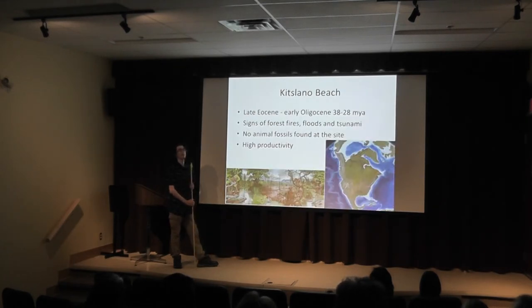And the final fossil sites I'll be going over are those found in Kitsilano Beach, which is in Vancouver. They show late Eocene to early Oligocene age rock, around 38 to 28 million years of age. And the fossils found here show signs of forest fires, floods, and even a tsunami event during this time.